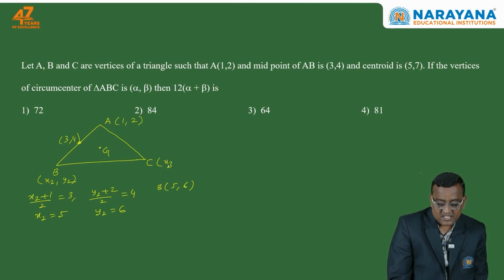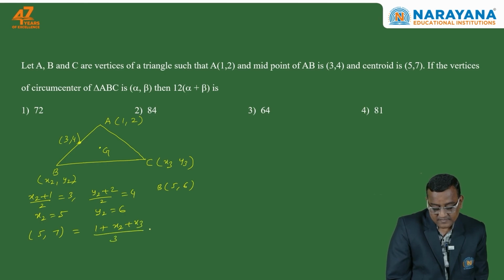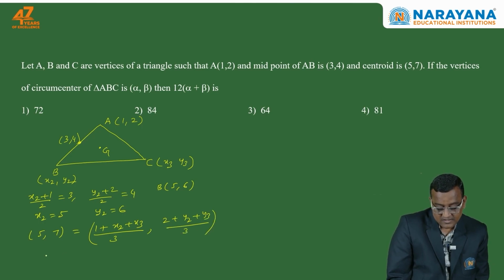If you take C as (x3, y3), then (5, 7), that is the centroid, is equal to (x1 plus x2 plus x3) by 3 and (y1 plus y2 plus y3) by 3. From this we can find x3, y3. So 5 equals, x2 is 5 here, so 1 plus 5 is 6, 6 plus x3 by 3, and 7 equals, y2 is 6, so 2 plus 6 is 8, plus y3 by 3.